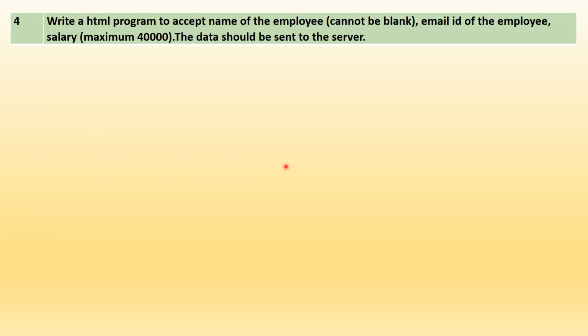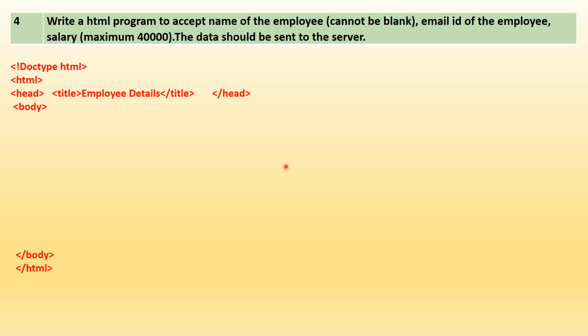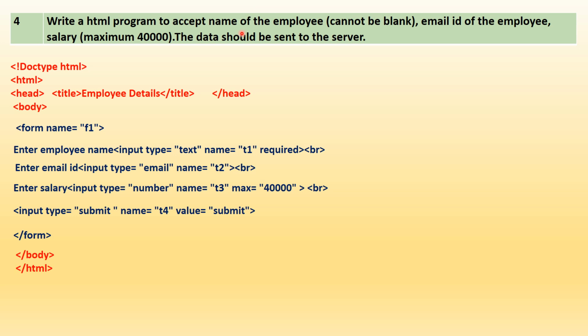In this question, accept name of the employee and the details. So here in the basic structure, I'll write the title as employee details. Next is accept name of the employee which cannot be blank. For that, I have to write the attribute called required. To accept an employee name, input type is text. Email ID of the employee, input type is email.